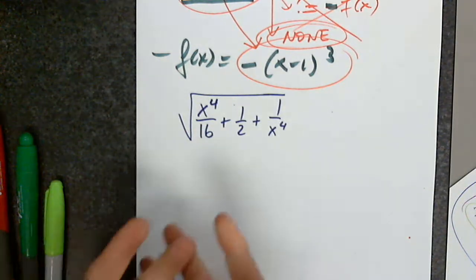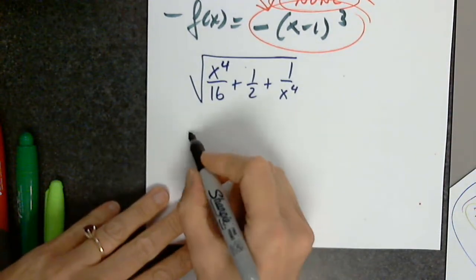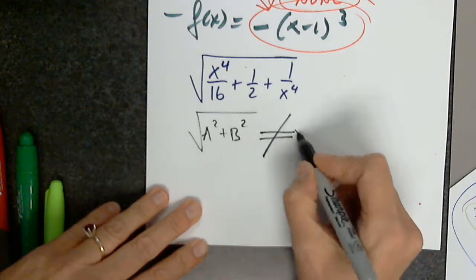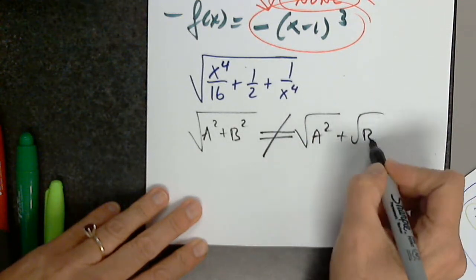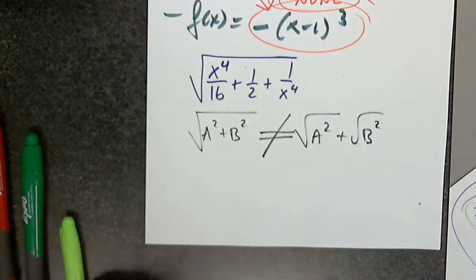So what do you think? What should I do here? What is the first thought towards simplifying this? Make each of them their own and put 1/2 at the back. Very good, but I cannot do that. So let me tell you, this is very important. We cannot split a sum under a radical. We can split a product, we can split a ratio, but a sum or a difference, no. Never.